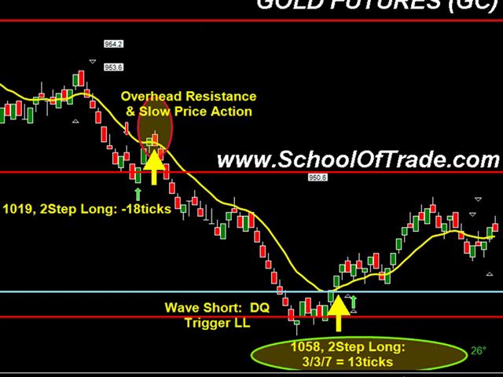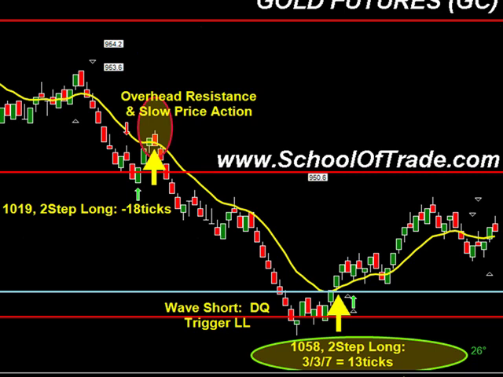Now, of course, when we see the wave short fail, the two-step long prevails. So where one pattern fails, the downside, we look for the equal and opposite direction, in this case, a two-step long. And of course, we got in at 58 minutes past the hour. Nice, good trade here, right? Got back a lot of those points we gave back on the first trade.